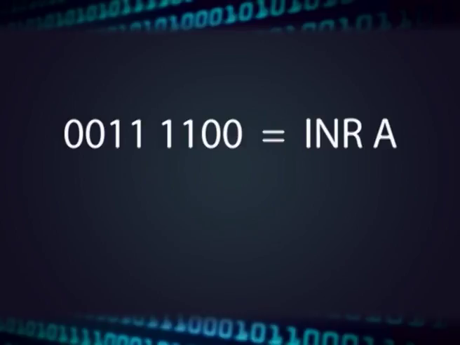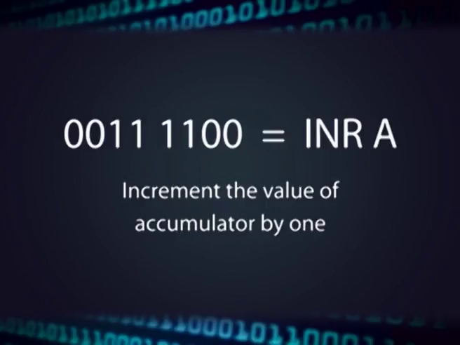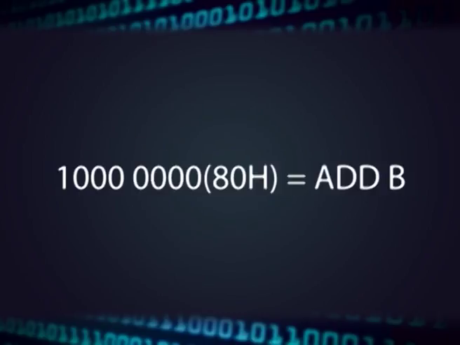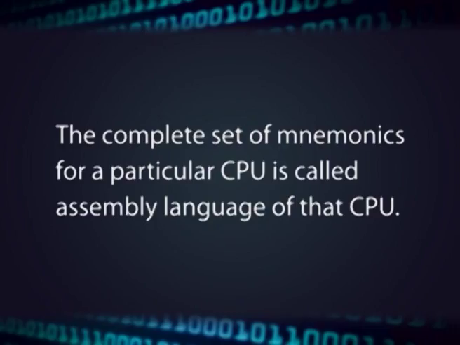For example, the binary pattern 0011 1100 as explained earlier is assigned a mnemonic INR A, which stands for increment the value of accumulator by 1. Similarly, the binary pattern 1000 0000 represented as 80 hex is assigned a mnemonic ADD B. As the mnemonic reflects the operation performed by the instruction, it clearly helps to memorize the instruction. The complete set of mnemonics for a particular CPU is called assembly language of that CPU.